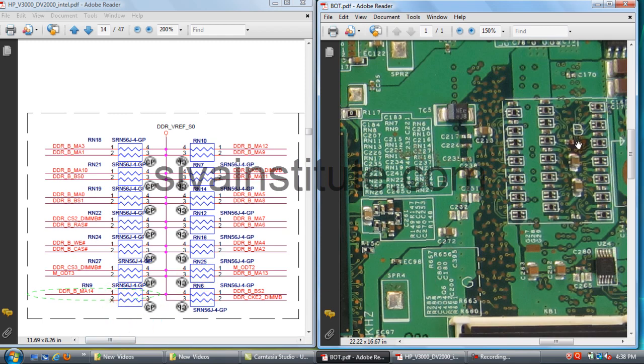See here, this is the center line, these are capacitors. See here, RN27, this is RN27, this is a capacitor. Next, this is RN24. This is RN21, this is RN18, this is RN81. So if any resistor is open, you should check here whether 0.9 volts is there or not. If any resistor is open, a no display fault will come.